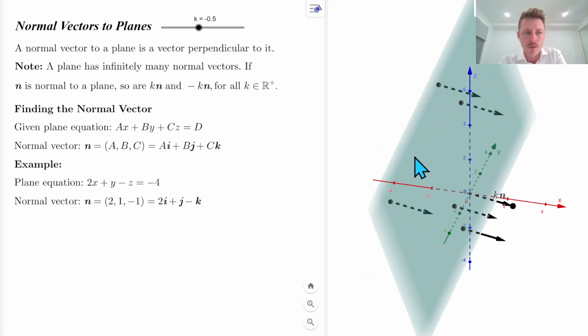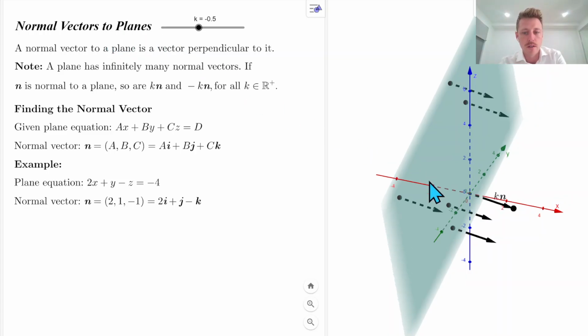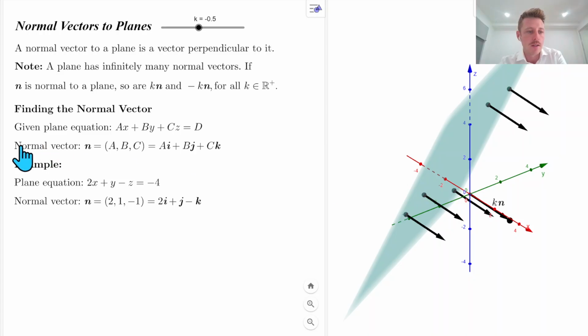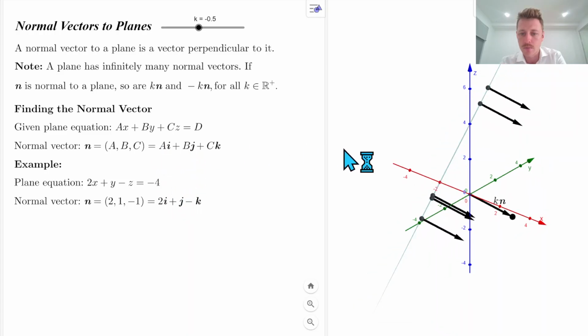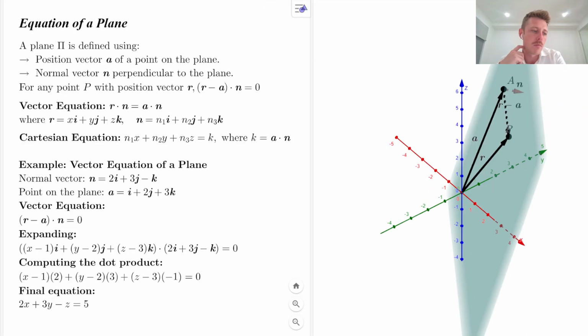But what you need to know for now is that to get normal vectors to a plane, it's just a vector perpendicular to some plane in space. And one of the ways that you can come up with a normal vector is to take the coefficients and turn that into a vector. So let's have a look at the next thing.